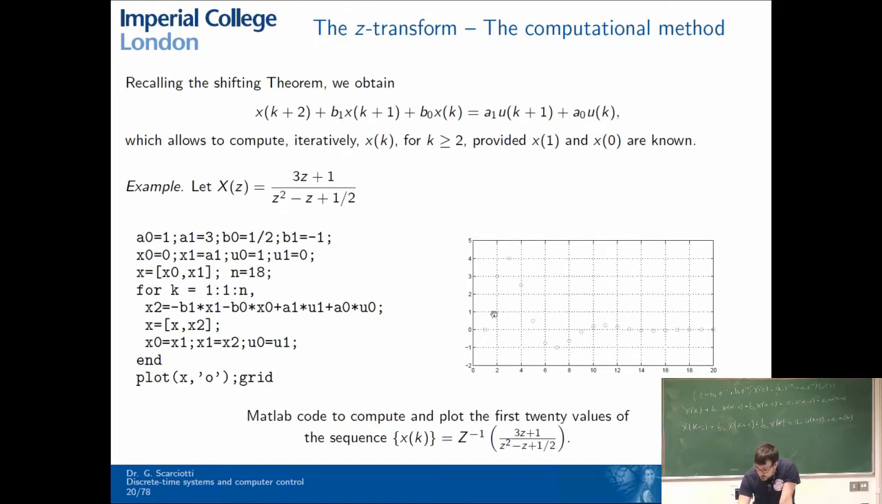So what we see here is the sequence x of k that produces this Z transform. And this is the sequence for 20 values of k, from k equal to 0 to k equal to 20, okay?